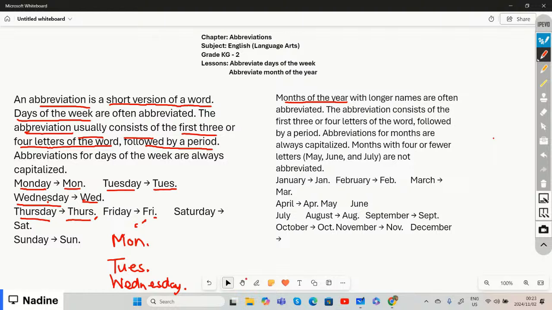All right, so now we're going to say the months of the year. We said the names are a bit longer. So now we're going to abbreviate, and once we abbreviate the months of the year, it consists of three or four letters of the word. So basically, the first three or four letters of the word.